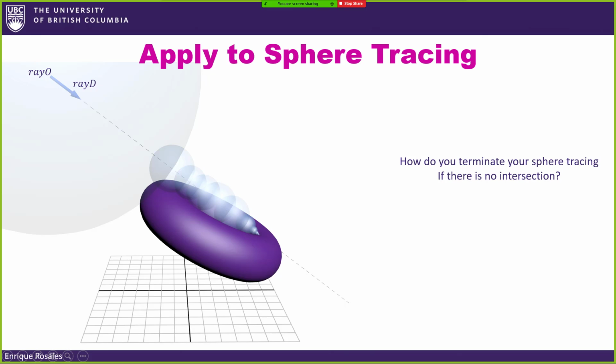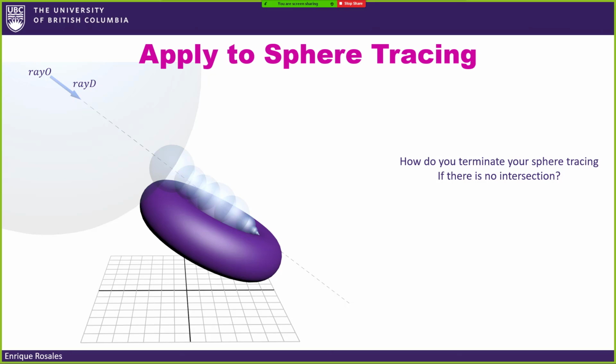So the other question is, how do you terminate your sphere tracing when there is no intersection? What do you think? And let me see. Someone is asking, if you already have sphere tracing, why do you still need to compute distance to torus? Maybe there's a confusion here. You need the distance to torus to do this sphere tracing.